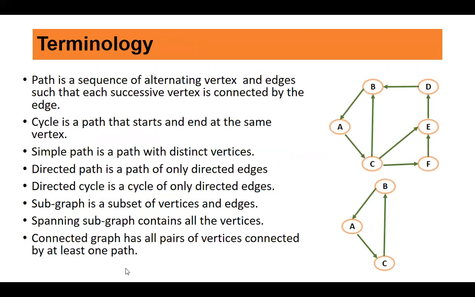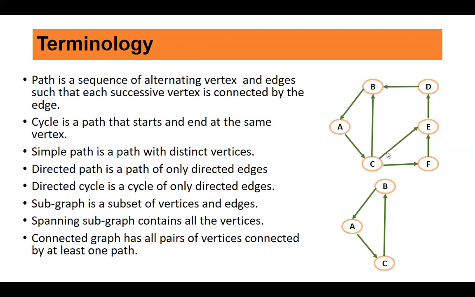Now, there are a few terminologies which are associated with graphs and you should know. The very first thing is path. Path is a sequence of alternating vertices and edges such that each successive vertex is connected by the edge. Let us say I want to find a path from A to E. So the path will be: I move from A to C, then from C to E. Or I even have another path. I move from A to C, from C to F, and then from F to E. So the path consists of alternating vertices connected with the edges.